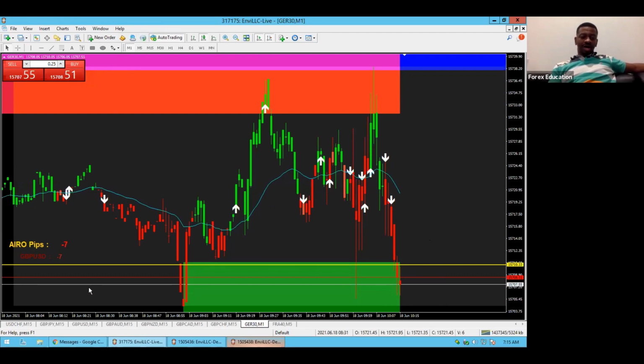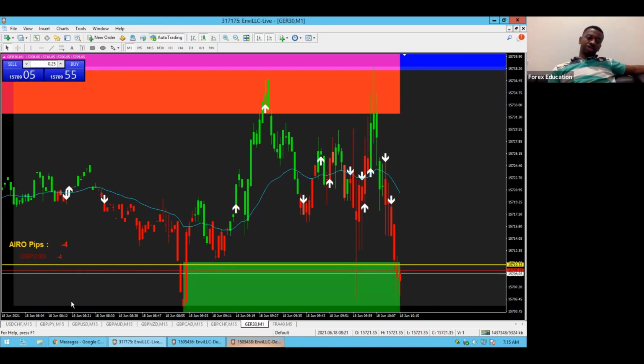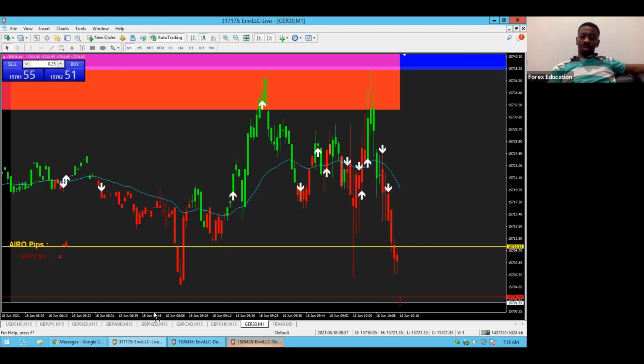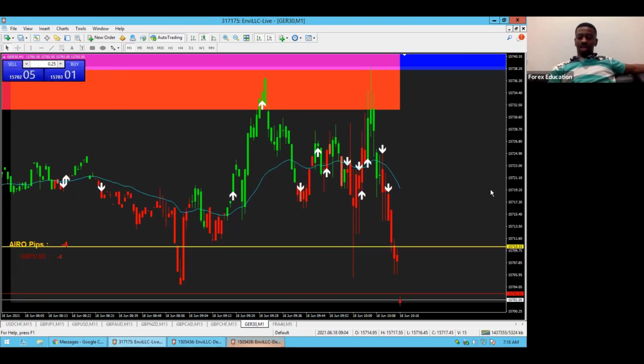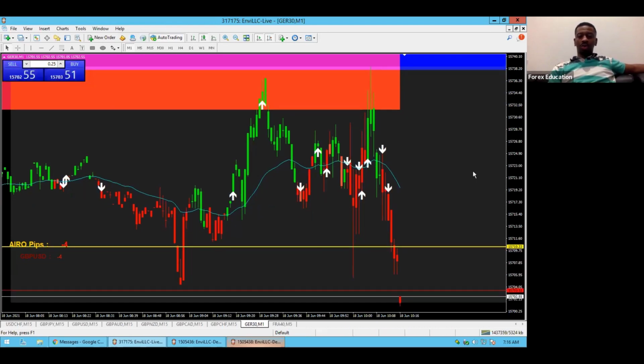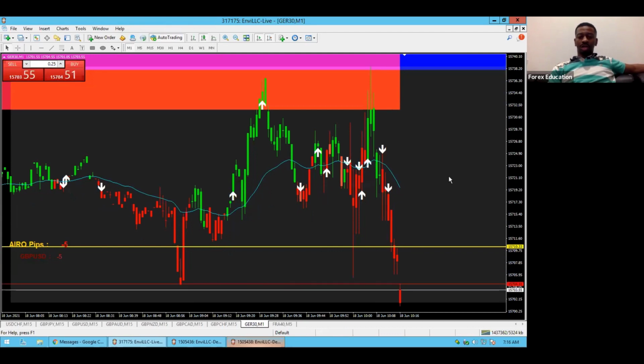Not bad. Up 35 though for the night so far. We got 20 on GN, 15 on GCAD. We are only down 4 on GU. So good Lord, look at that. Look at that gap.